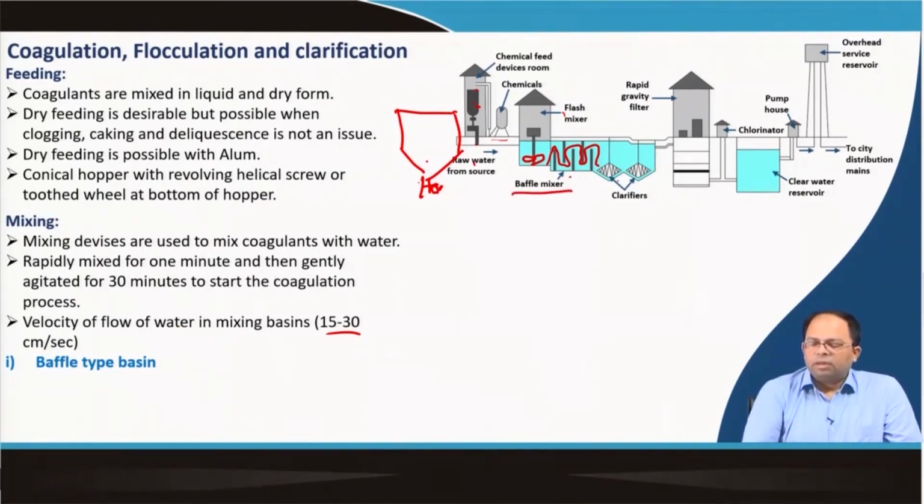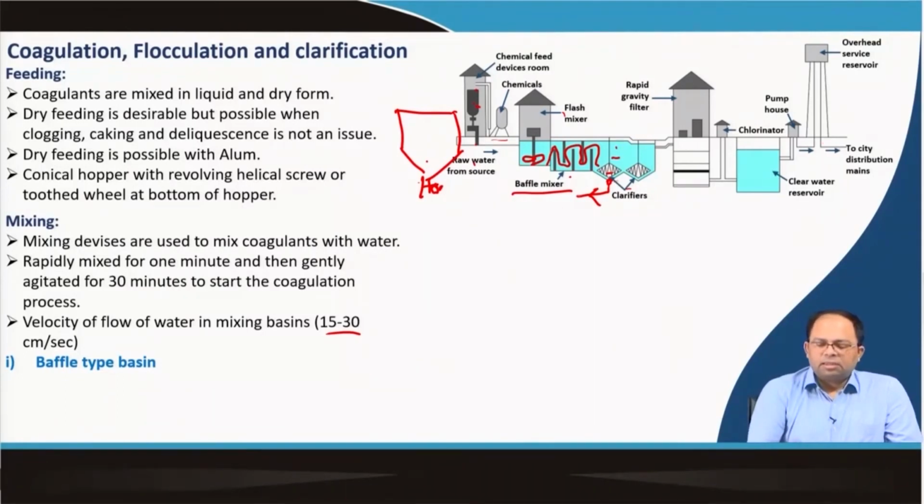And then we have these clarifiers where the flock settles, or the coagulants come down via sedimentation and settle, and then it can be removed as sludge. The sludge is collected over here from where it can be removed, and then the clear water goes into the rapid gravity filter and so on.